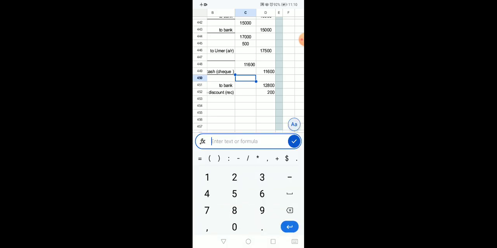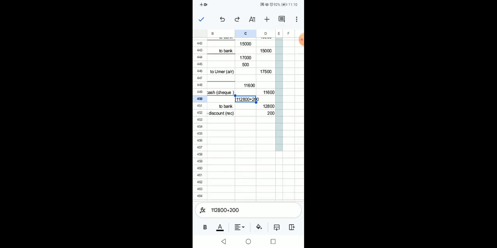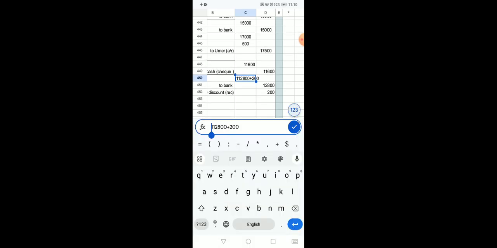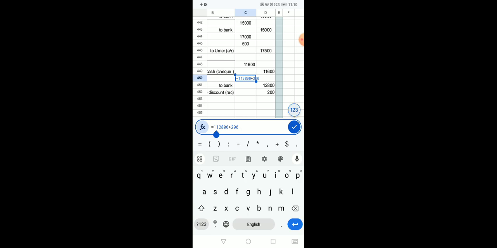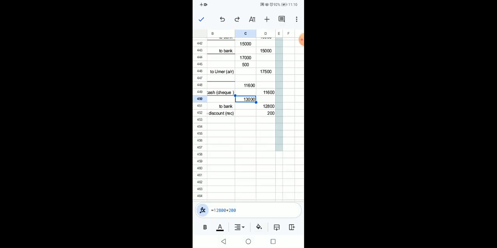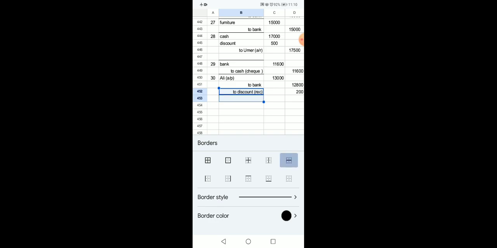So what we will do, we will add 12,800, the first amount, to the second amount which is 200. In this way the total amount we have calculated is 13,000. It means the entry has been completed. Both debit and credit sides we have completed as a journal entry. 30th entry is completed. Let's see what is next, and that is 31.